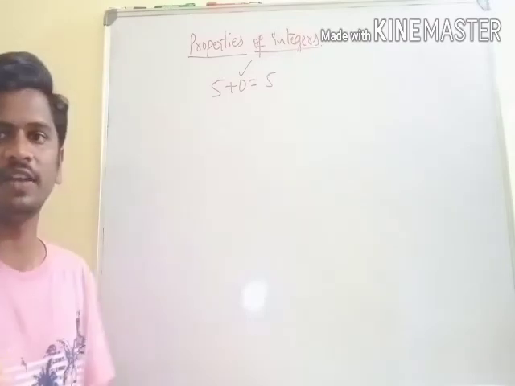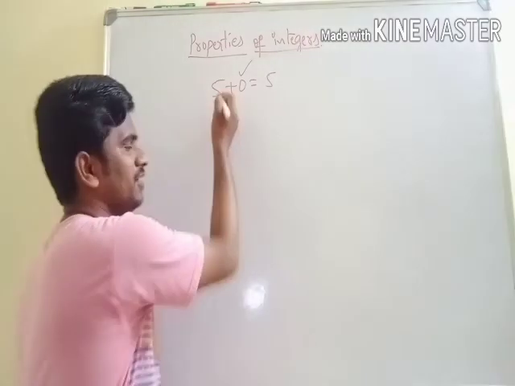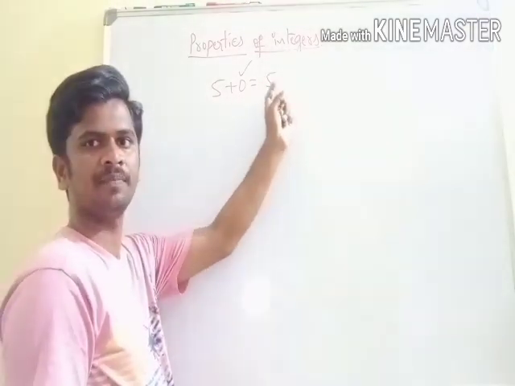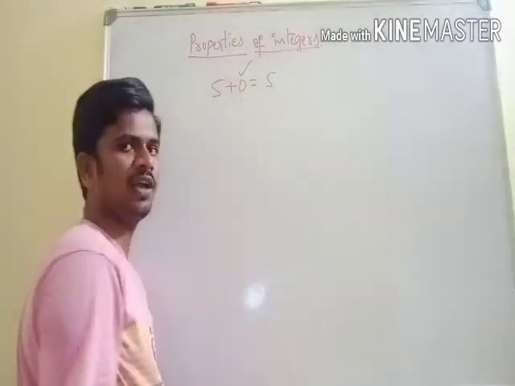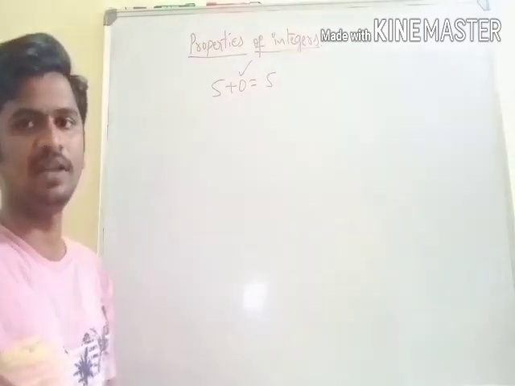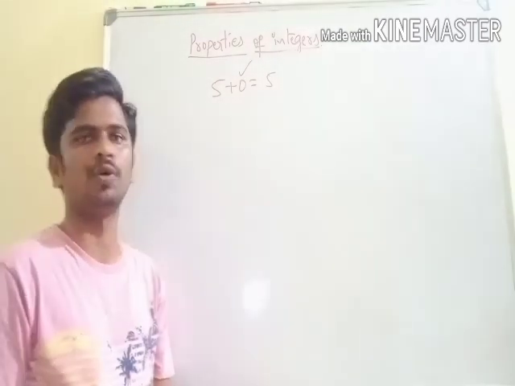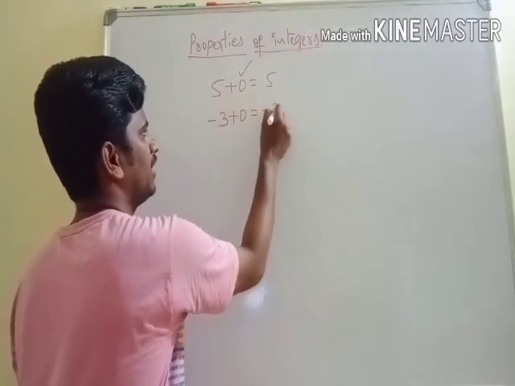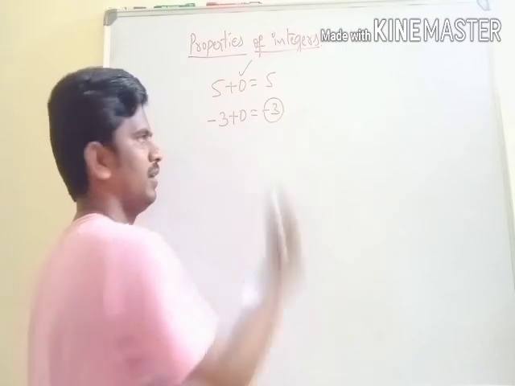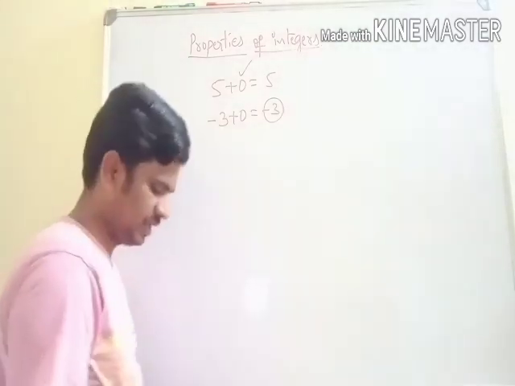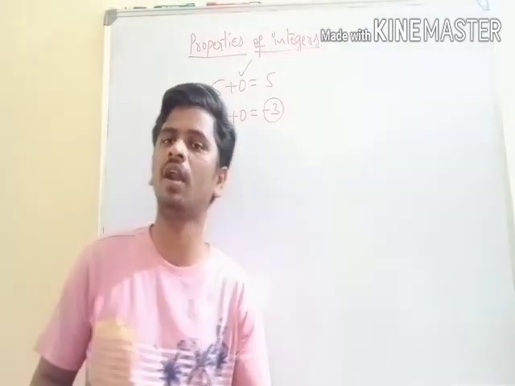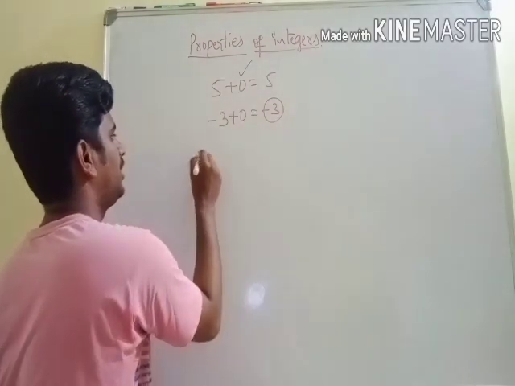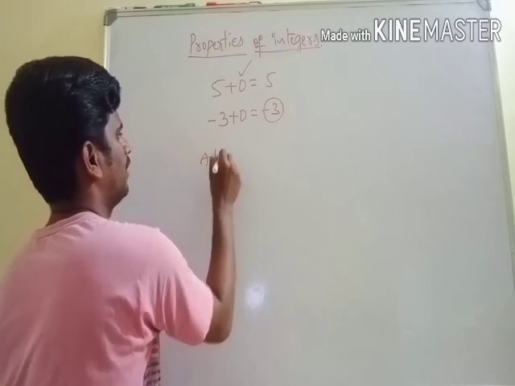Now in case of integers, what happens here? Here 5 is also an integer, then 5 plus 0 is nothing but 5. Again it is an integer. So 0 is called an additive identity for integers also. You may check otherwise: minus 3 plus 0, again it is minus 3. Here minus 3 is an integer. We can check for any integer, either positive or negative. Here 0 is called the additive identity.